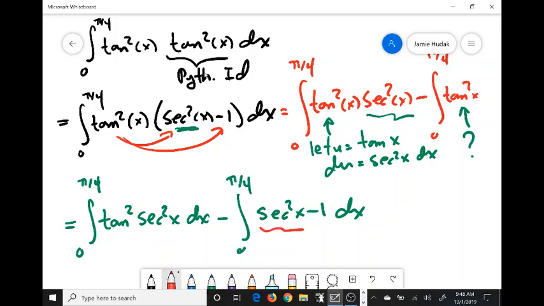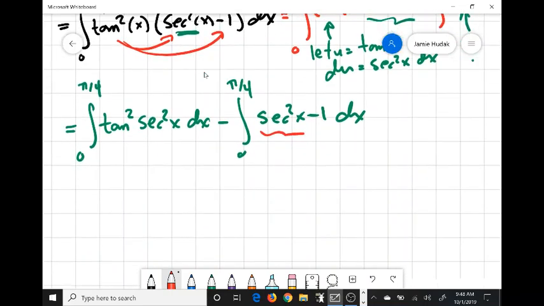So we know this antiderivative. The antiderivative of secant squared is tangent. The antiderivative of 1 will be x. And we say, well, this side's easy. Here we use u substitution. So let's move on.